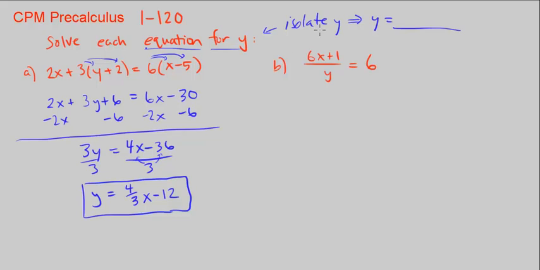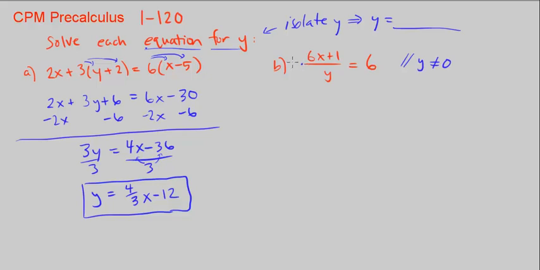And part B. Part B, we want to do the same thing. We want to isolate y and get y equals. So here we have y in the denominator. So let's be careful about this. We know y is in the denominator, so we can never divide by 0. Let's just put a little note. y cannot be 0, right? Because if y is 0, we're dividing by 0.